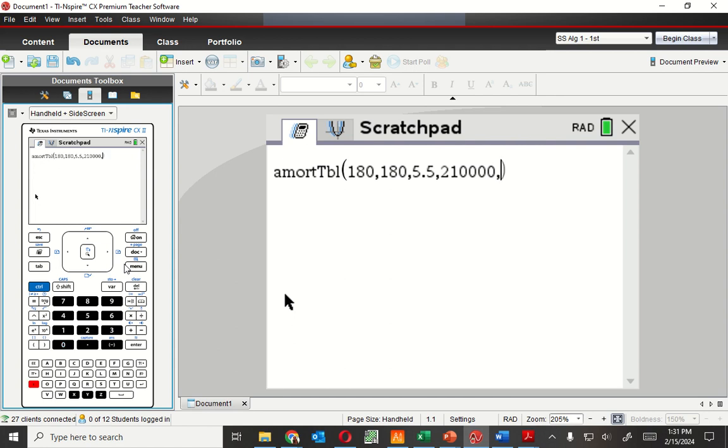comma. Now, the reason we're going to do this next part is because quite often you're going to get these and you're not going to know what the payment is. This problem gave you the payment. Sometimes you don't want to have to do these questions twice. You just want to do this one time. So by putting another comma with nothing in between, the calculator is going to calculate the payment for you.